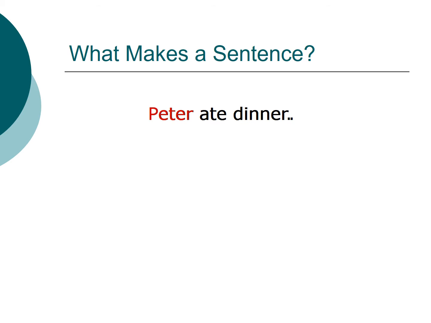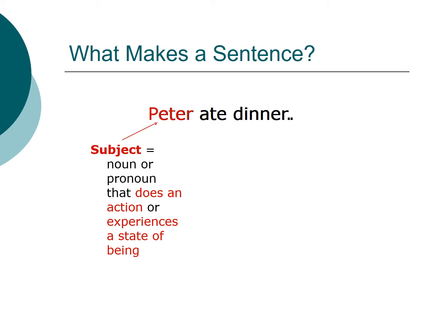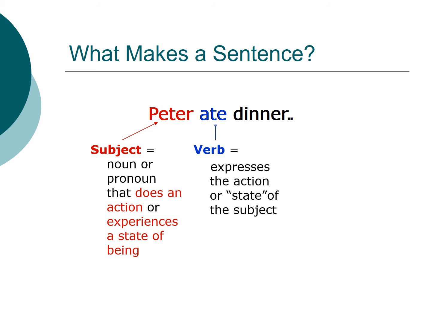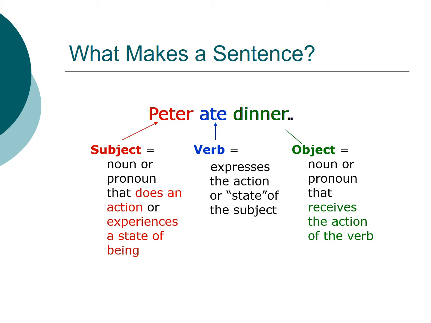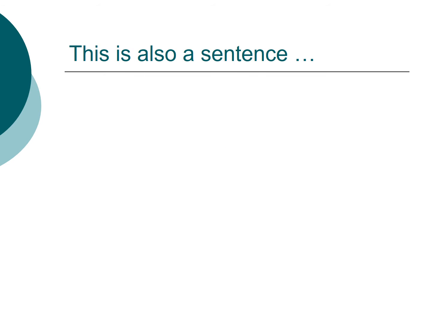What do you think? What makes a sentence? Peter ate dinner. First I have Peter, which is the subject. The subject can be a noun or pronoun that does an action or expresses a state of being. Ate is the verb which expresses the action or state of the subject. And the last thing is the object, which is a noun or pronoun that receives the action of the verb. So the doer is the subject, the verb is the action, and the object is the noun that receives the action of the verb. This is a sentence.